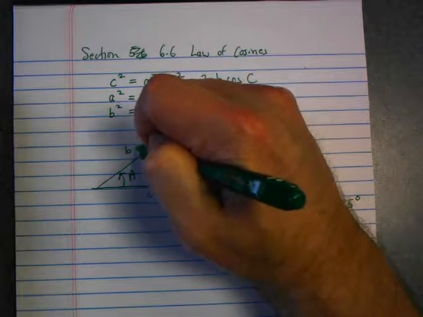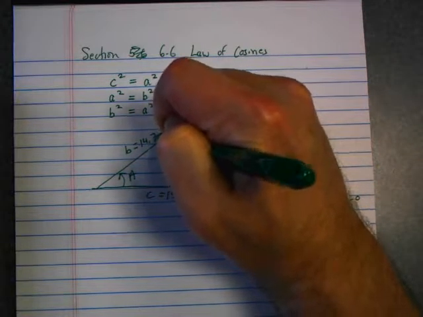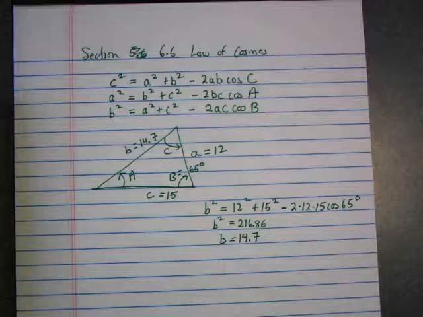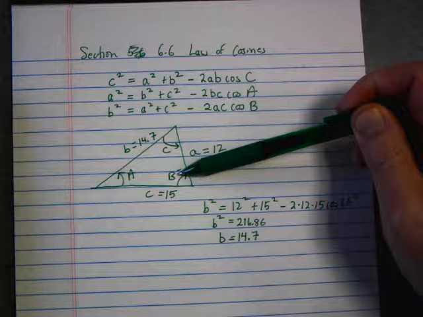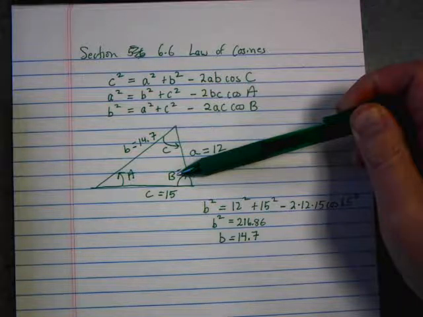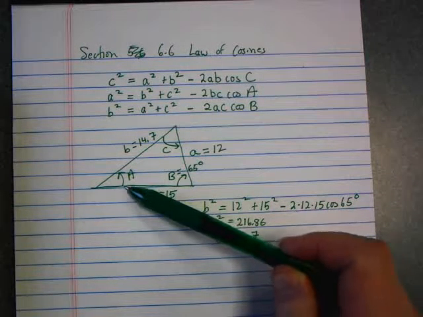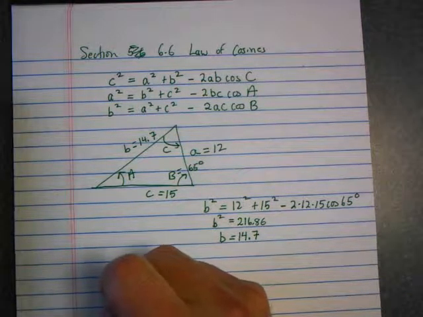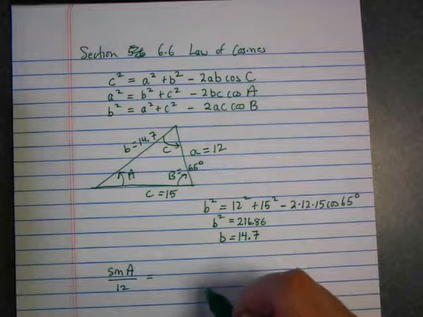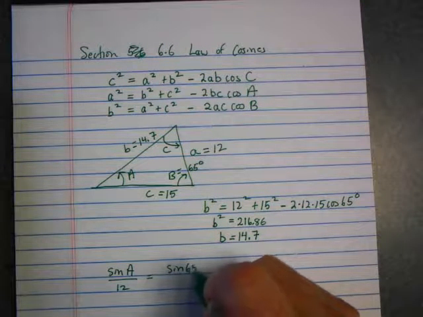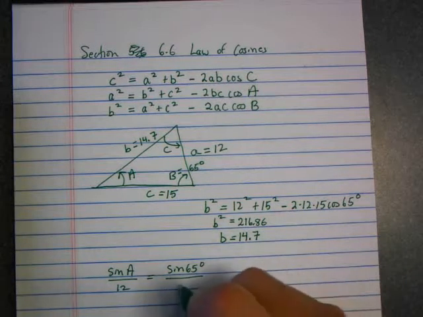So now I know b. Not so bad so far, but of course we're not done. But now I have a pair. Now I have a little b and a big B. So now I can use the law of sines to find, I guess I'll find big A. Sine A divided by little a, which is 12, equals sine 65 degrees divided by 14.7.